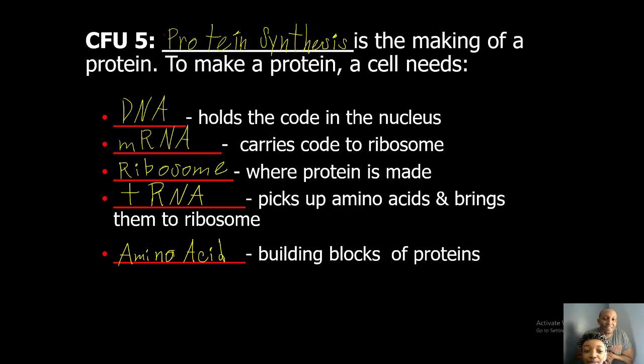Protein synthesis is the making of a protein. To make a protein, a cell needs DNA, which holds the code in the nucleus; mRNA, which carries the code to the ribosome, where protein is made; tRNA picks up amino acids and brings them to the ribosome. Amino acids, building blocks of proteins. Good. High five.